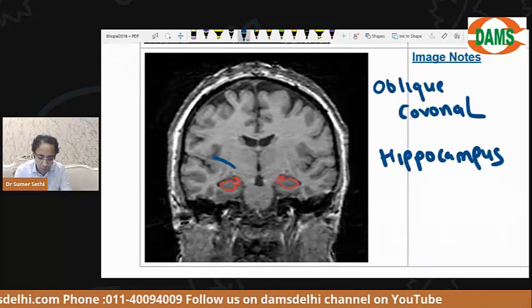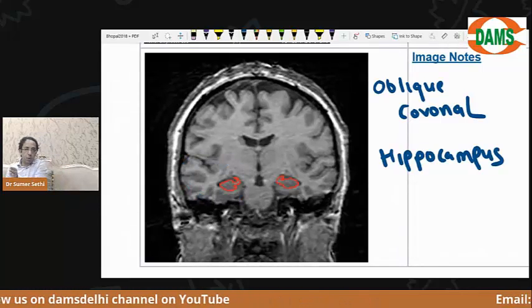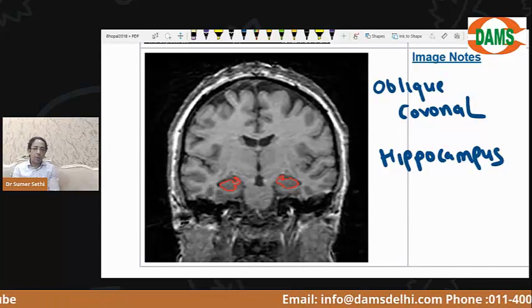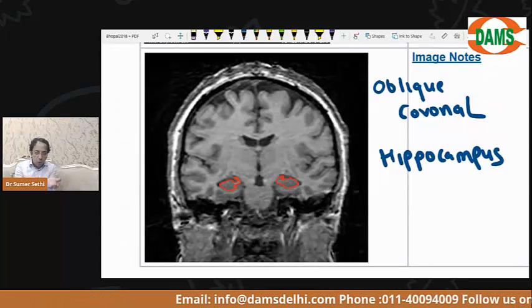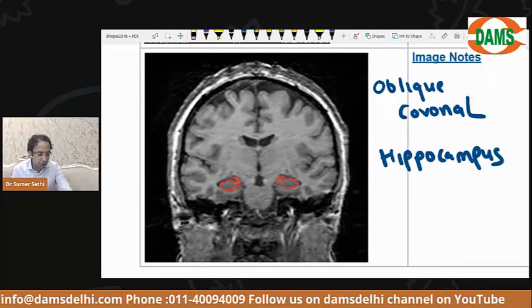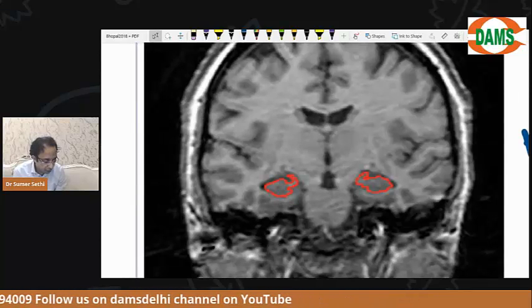So these are the temporal lobes. Hippocampus is present medial to the temporal lobe. It is in the mesial part below the inferior horn. So hippocampus is present below the inferior horn of the lateral ventricle, and this is how the hippocampus looks on a coronal plane. Are you clear?